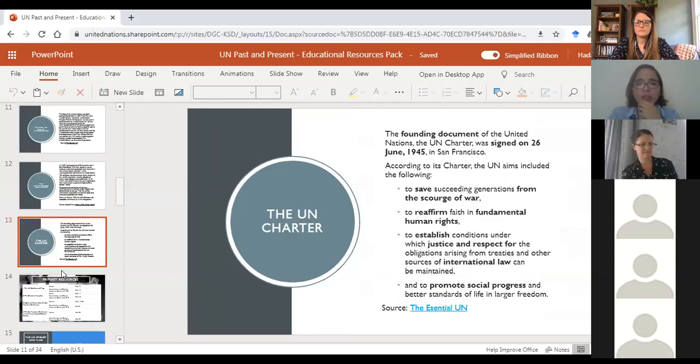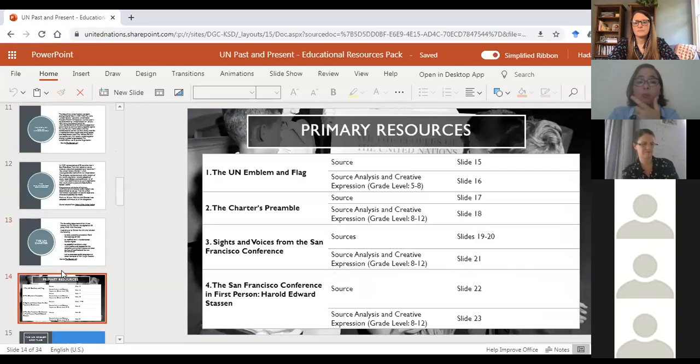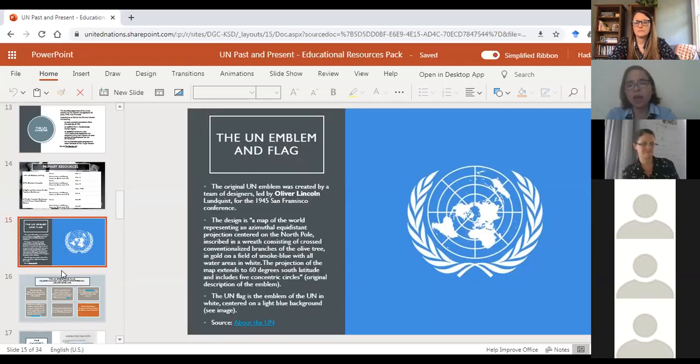I'm just briefly moving along to show the primary resources. So one of them is the UN emblem and flag. That would be great for younger students, say middle school, even, I think, with some primary grade school students.